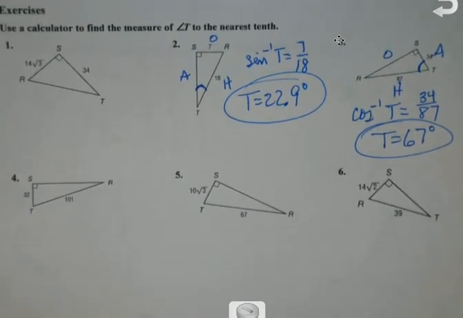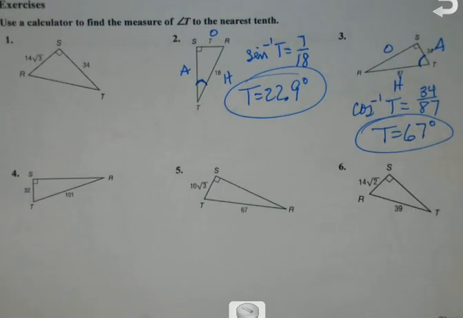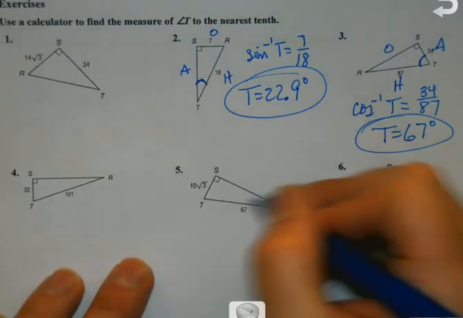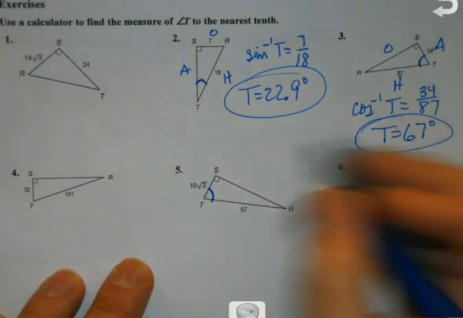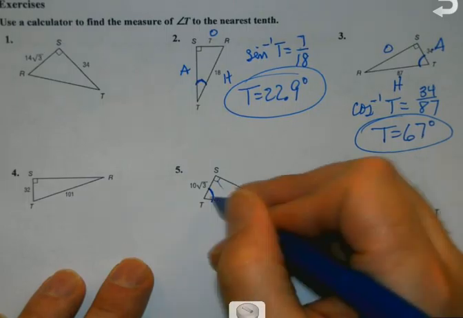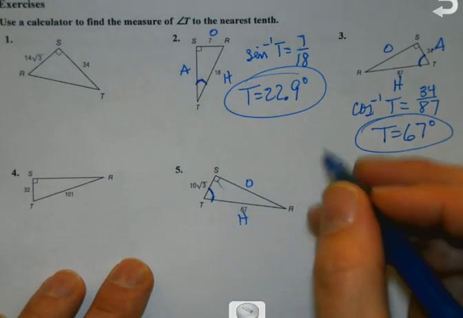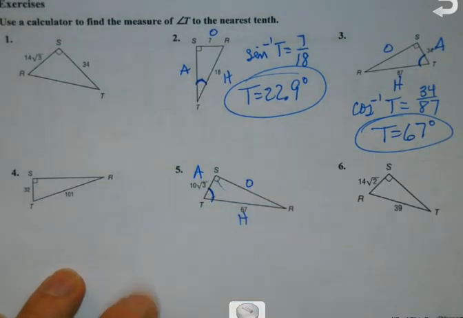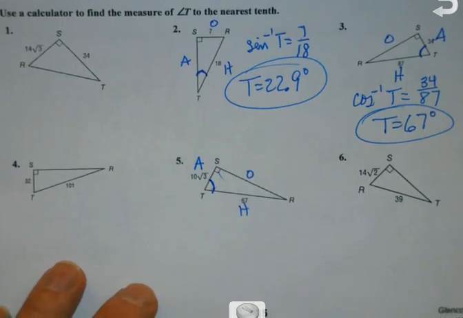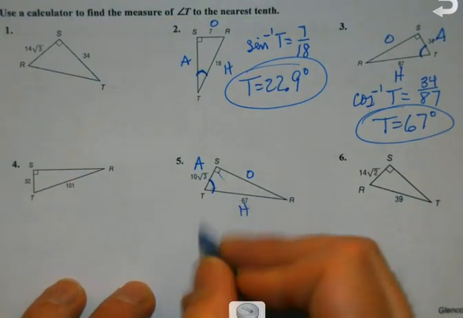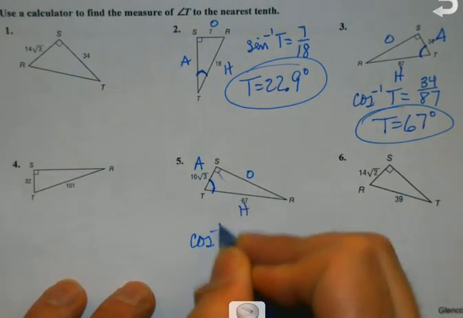Okay, one last one, and so you don't think I'm avoiding the bad ones. Let's go to number 5. Oh yeah, I'm not going to avoid the bad ones. We actually aren't going to mind those when we're doing these. All right, so here's T. So here's my hypotenuse, here's my opposite, here's my adjacent. All right, adjacent and hypotenuse, cosine.